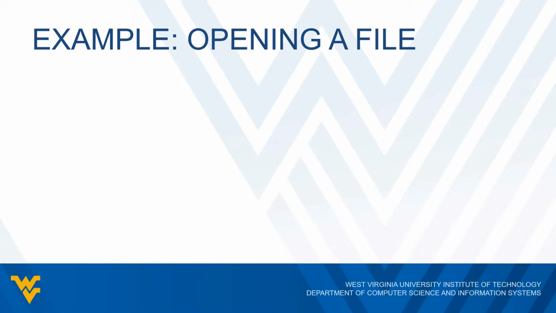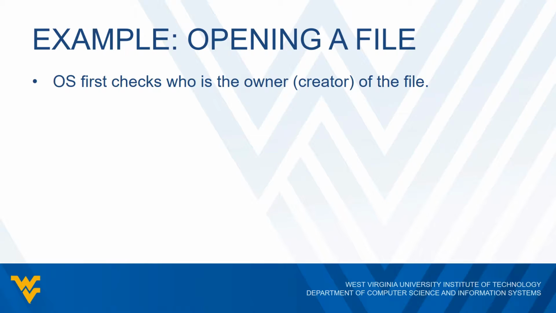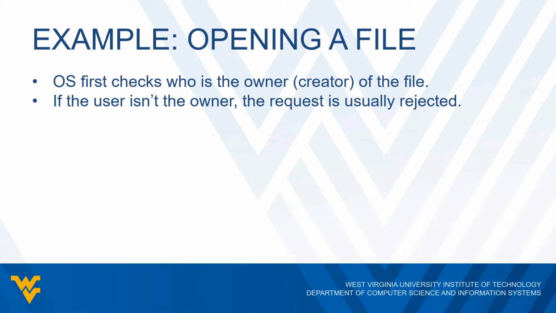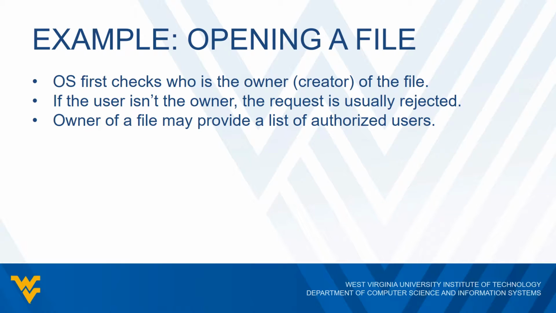So, for example, let's say the operating system gets a request such as opening a file. So we open a file and allow this user to access it. So the system must first determine who is the owner of the file. And the owner is normally the person who created the file. Now, if the person that's accessing the file is not the owner, it usually rejects that request. However, most operating systems allow the owner of a file to provide a list of additional authorized users or a general class of authorized users, such as all the students or all the faculty.